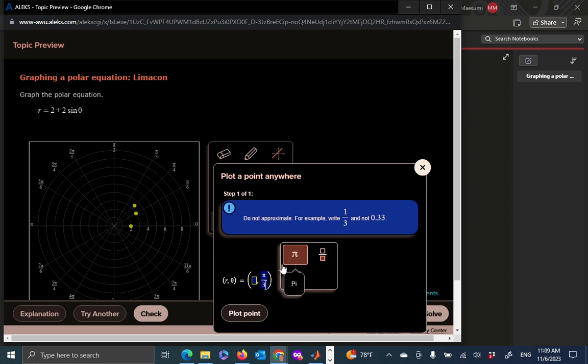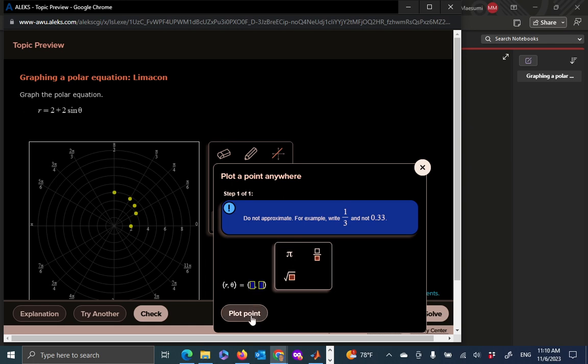Pi third, sine of that is radical 3 over 2 times 2 is radical 3. So I have 2 plus radical 3. I have that one. Next one, we are going to go to pi over 2. Sine of pi over 2 is of course 1. So the whole thing boils up to 4. So I have 4 here.